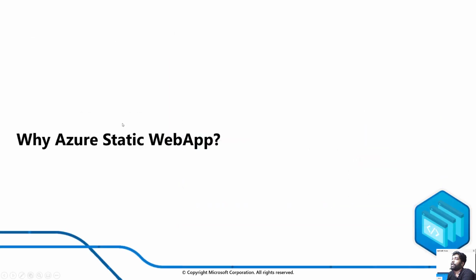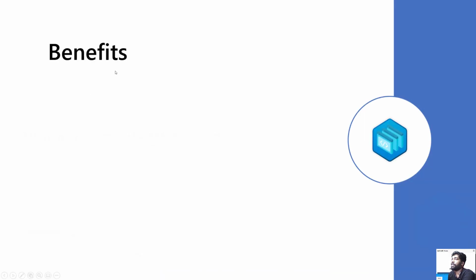So now let's see why we need Azure Static Web App. Along with the benefits of the static web application, we get other benefits like globally distributed hosting. You don't need to configure any CDN with your application. Once you deploy your application into Azure Static Web App, the global distribution will be taken care of by Microsoft, and you will get support for integrated API with which you will be able to host Azure Functions along with your front-end client.